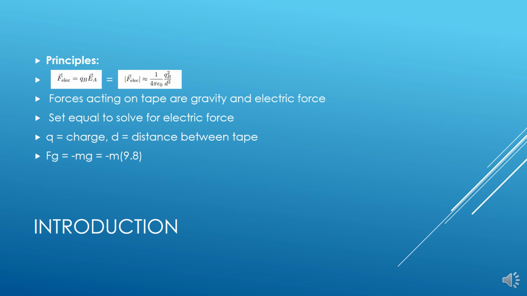The two primary physics principles used in this experiment are the force due to an electric charge and the force due to gravity. Because the tape is not moving, the net force is assumed to be zero, and therefore if you set these equations equal to each other, you can solve for the electric force, and therefore the electric charge.